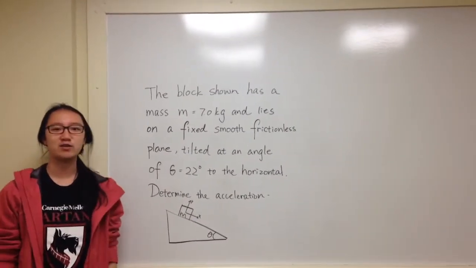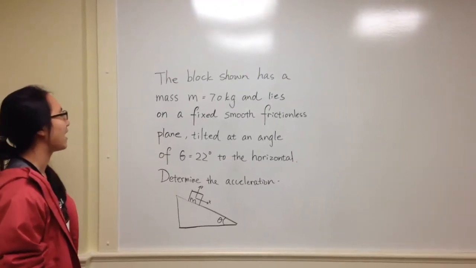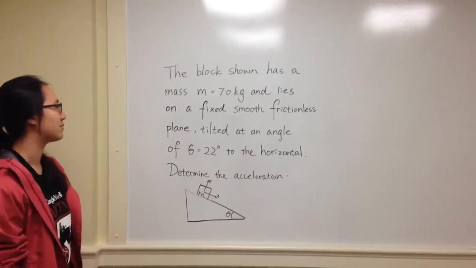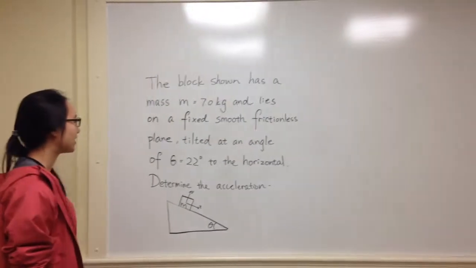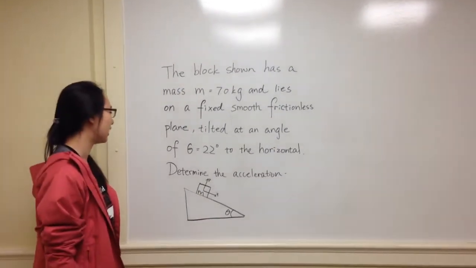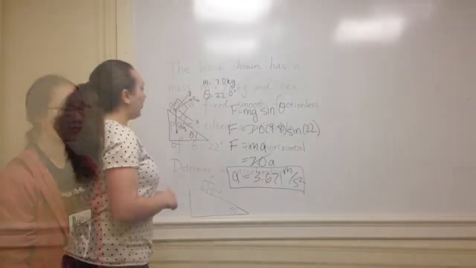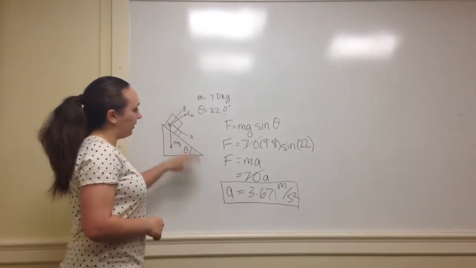So let's first tackle frictionless problems. The problem goes: the block shown has a mass m equals 7 kilograms and lies on a fixed, smooth, frictionless plane tilted at an angle of theta equals 22 degrees from horizontal. Determine the acceleration. Okay, so basically to solve this problem, you use the properties of vectors.